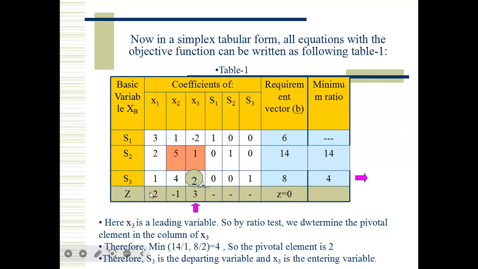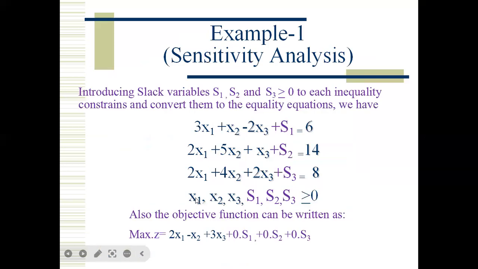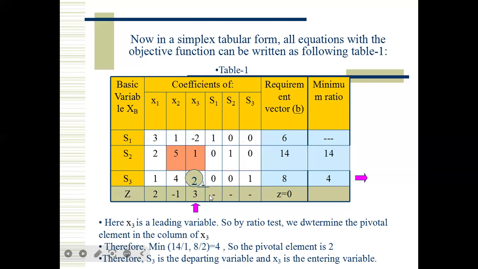Here is the z row from the objective function: the coefficients of x1, x2 and x3 are 2, -1, 3, and 0, 0, 0 for the slack variables. Now we observe the z row coefficients to find the maximum. Actually 3 is the maximum, so x3 is the leading variable here.